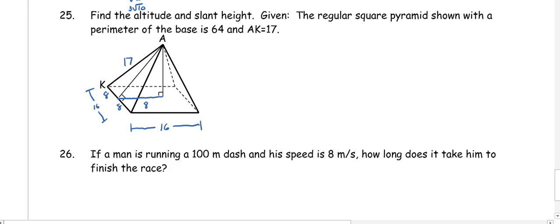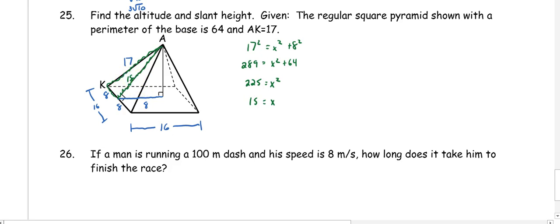So if I want to find my slant height and altitude, the first thing I'm going to have to find is the slant height. To find the slant height, I want to use the lateral edge and half of the side. So we'd have 17 squared equals x squared plus 8 squared. That would get us 289 equals x squared plus 64. So x squared equals 225, x is 15.